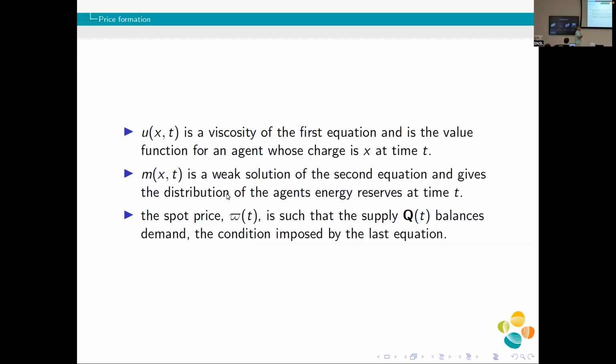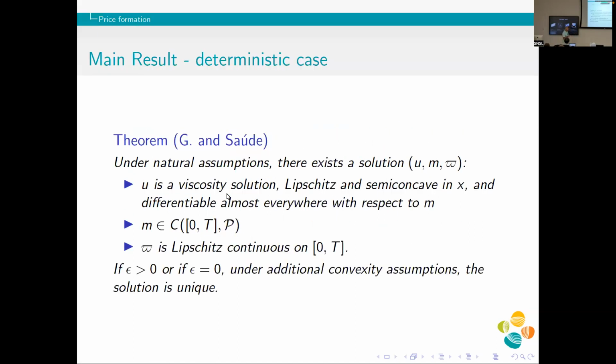Now, what we mean by solutions, if I want to be a little bit more precise: this is a first order equation, at least if epsilon equals 0. So in fact, what you want are viscosity solutions. If you know what viscosity solutions are, that's fine. If not, think of suitable weak solutions for first order equations. M is a distributional solution of the transport equation, and the spot price is a continuous function, for example, that just matches the balance.